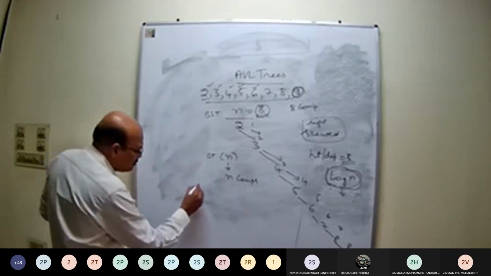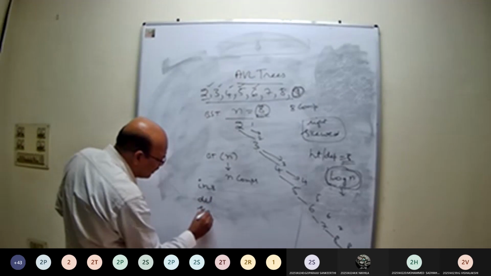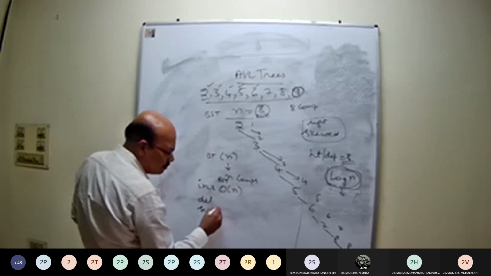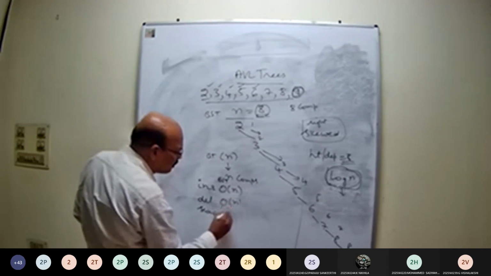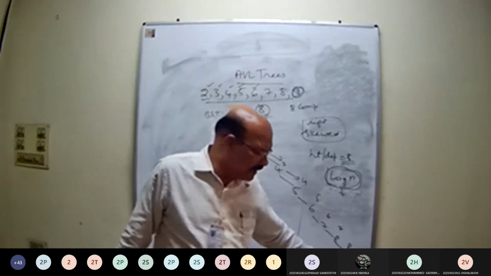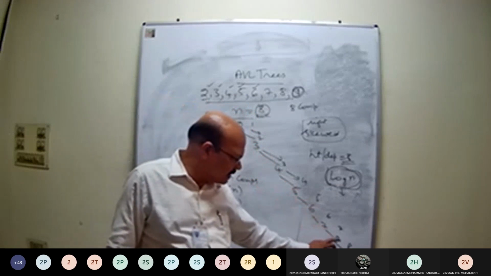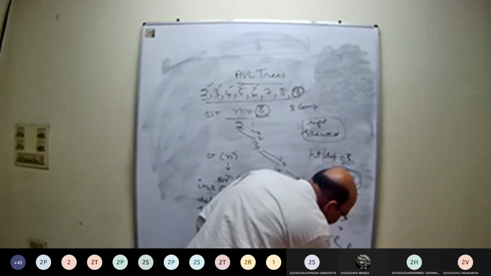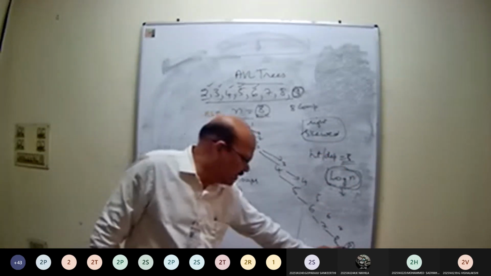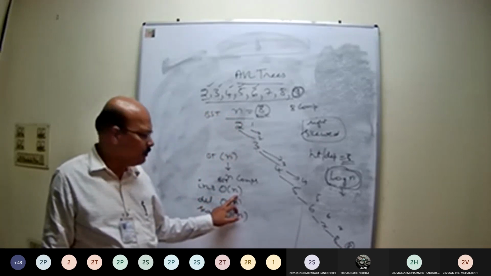So insertion, deletion, and search operations in a binary search tree, in the worst case, may require big O of n time. Say for example, I want to insert 10: compare with 2, compare with 3, 4, 5, 6, 7, 8, 9. So finally 10 gets inserted. Here n is 8, small n. So insertion time complexity is big O of n.